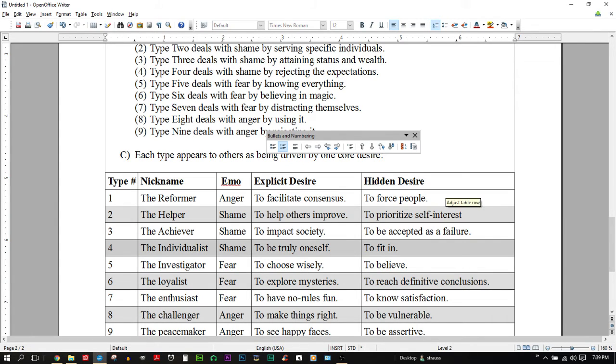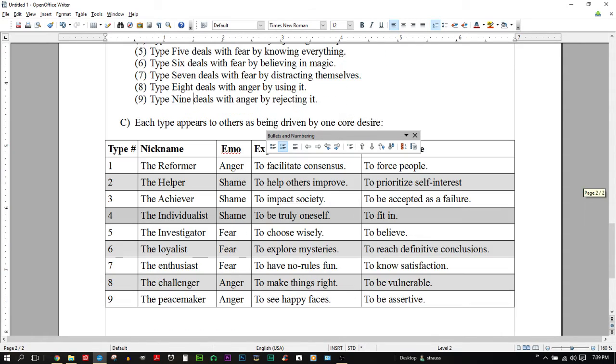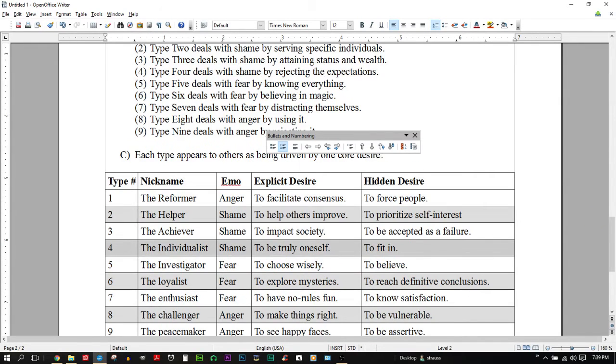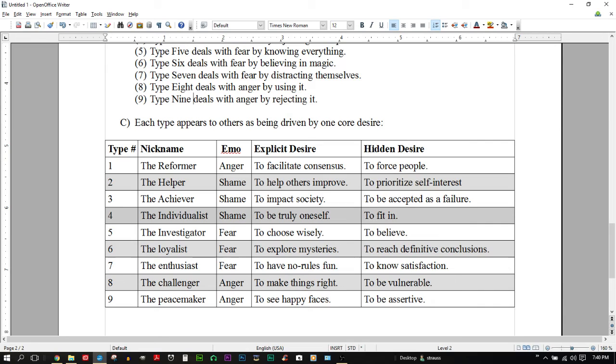Number 3, the achiever. Their explicit desire is to impact society. Their hidden desire is to be accepted as a failure. The individualist, type 4. Their explicit desire is to be truly oneself, but their hidden desire is to fit in. Number 5, the investigator. Their explicit desire, they're again in response to fear, their explicit desire is to choose wisely, to know. Their hidden desire is to believe.